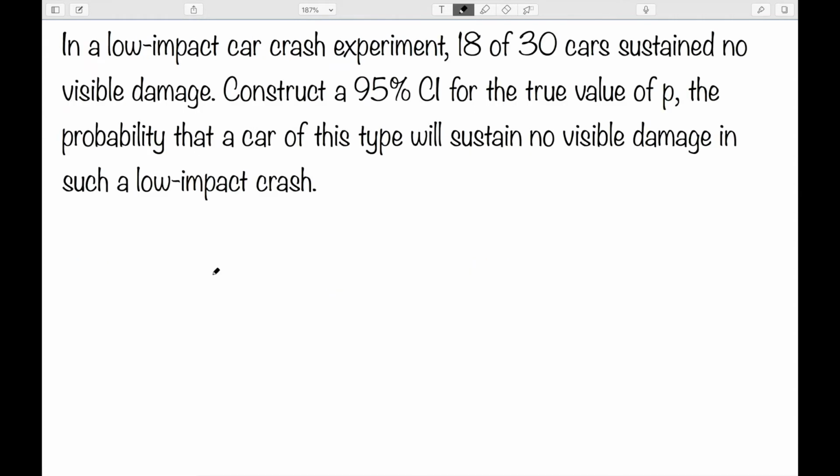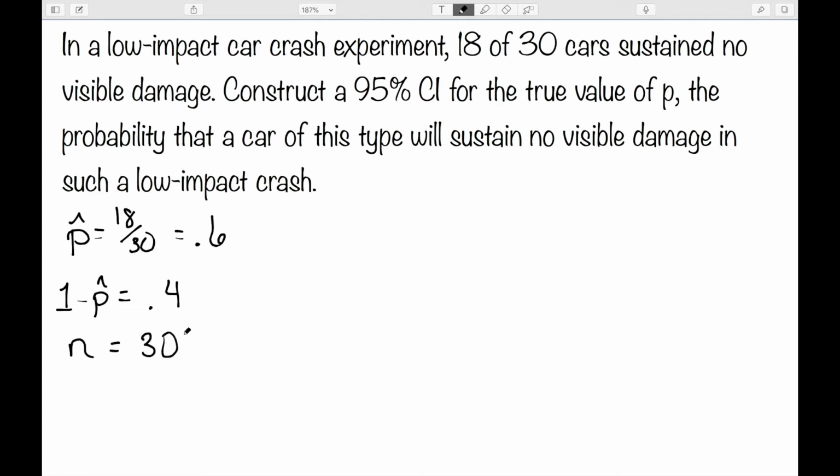In a low-impact car crash experiment, 18 of 30 cars sustained no visible damage. So I want to construct a 95% confidence interval for the true value of p, the probability that a car of this type will sustain no visible damage. In this case, my p hat is 18 over 30, which works out to be 0.6. So 1 minus p hat would then be 0.4. We are going to use that value a lot. n is 30.